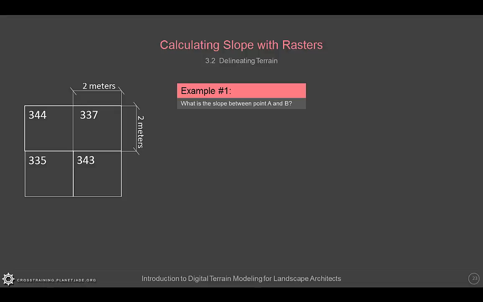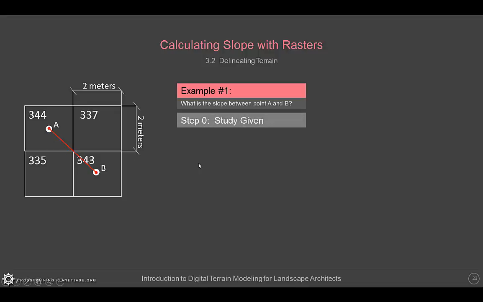So our upper left is an elevation of 344. The right one is an elevation of 337. We have elevation of 335 and elevation of 343 over here on the lower right. We have a point A and we have a point B. And we're wanting to know what is the slope between these 2 points. So I kind of drew a line right here.